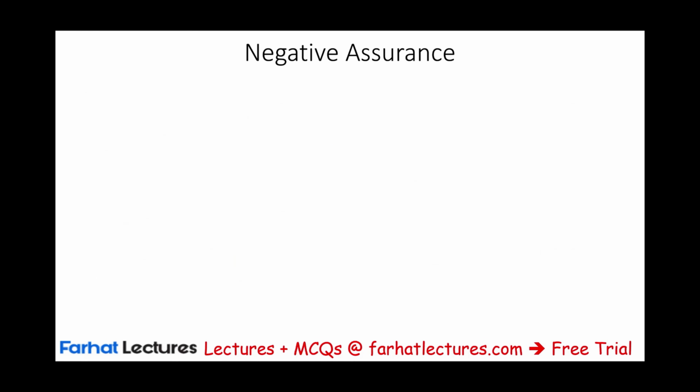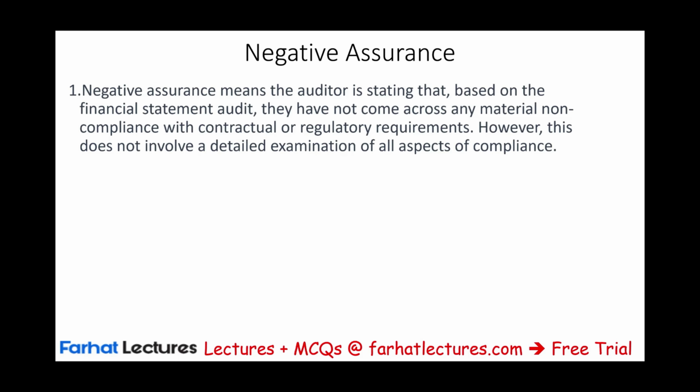So what is negative assurance? Negative assurance means the auditor is stating that they did not come across any material non-compliance with the contractual or regulatory requirement. All we would say is this: we did not find any. It doesn't mean it does not exist. We are not giving a positive assurance. We cannot give a positive assurance. We're giving negative. And what's a negative assurance? We did not find any when we looked. It doesn't mean it does not exist, but we didn't find any.